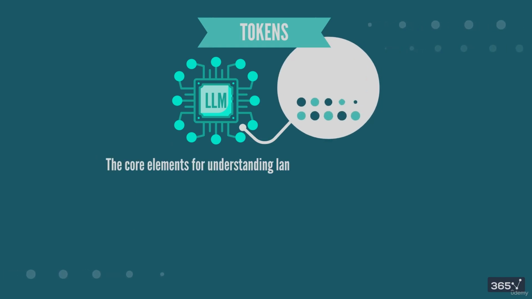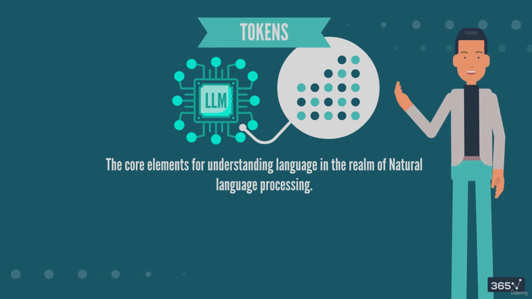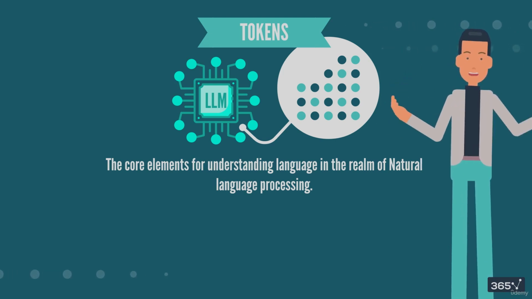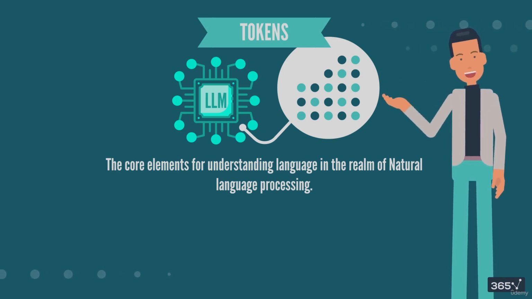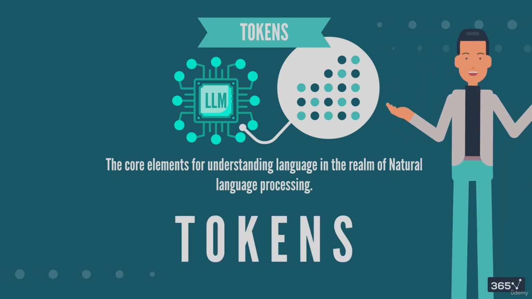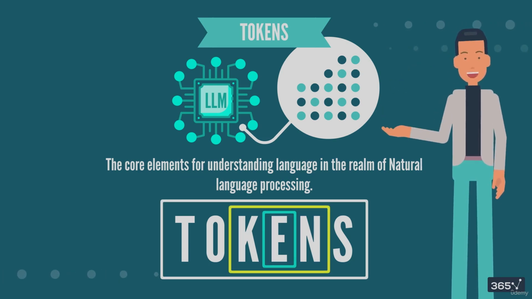Tokens act as the core elements for understanding language in the realm of natural language processing. They serve as the building blocks of LLMs, forming their vocabulary and enabling the models to interpret and generate text effectively. A token can represent a word, a part of a word, or even a single character.